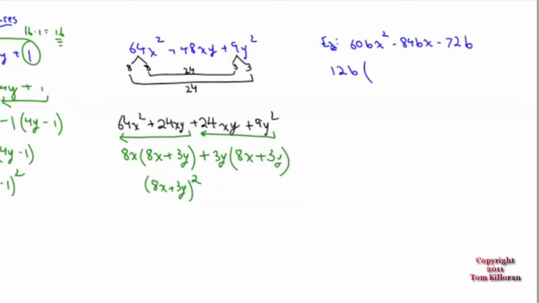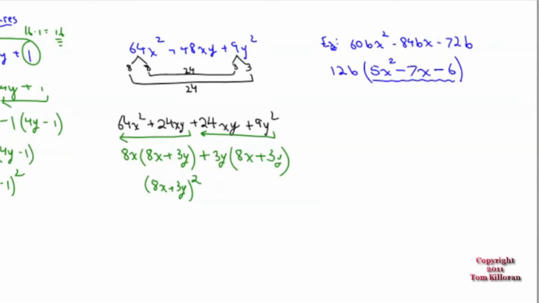So if I pull out a 12b, what's left behind? Well, 60 divided by 12 is 5. The b is gone. What's left behind is that x squared. Minus 84 divided by 12? 7. The b is gone, and left behind is this x. Negative 72 divided by 12 is negative 6, and the b is gone. So what's left behind is actually kind of nice. The numbers are a lot smaller, and it looks a lot neater.